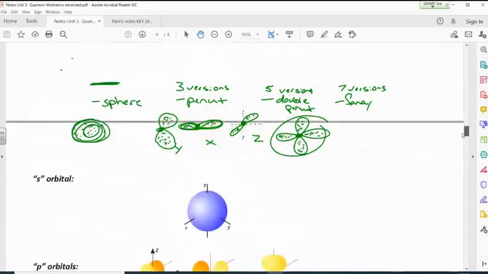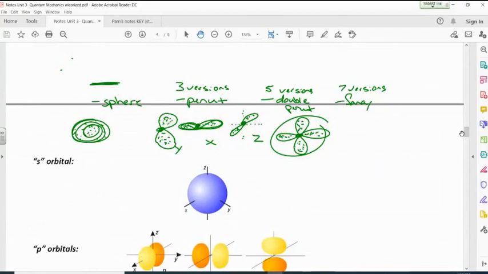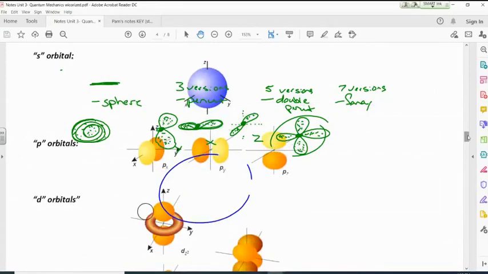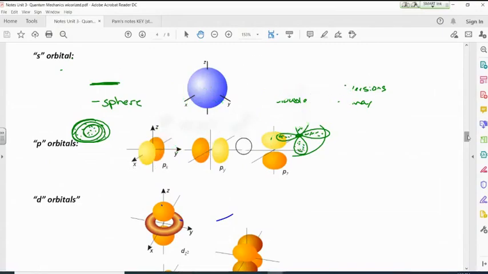So this is later on in our notes, but see we have pictures right here. The S orbital looks like a sphere, and you can see that there. And then we get to the peanut orbital. Wow, I really need to erase. So erase, erase, erase.